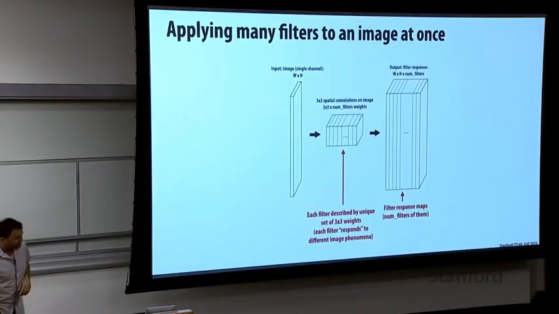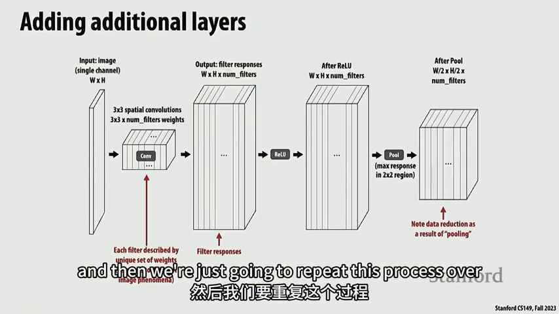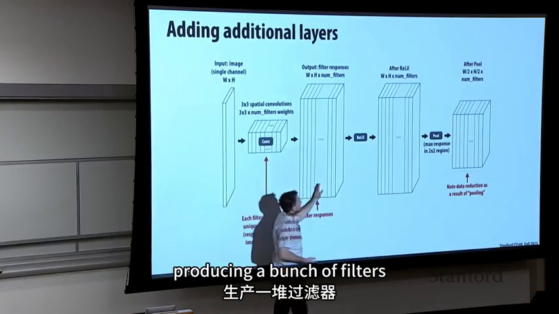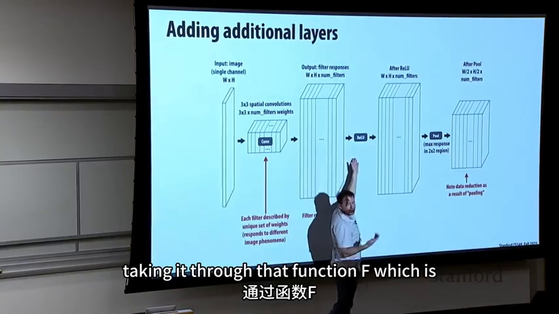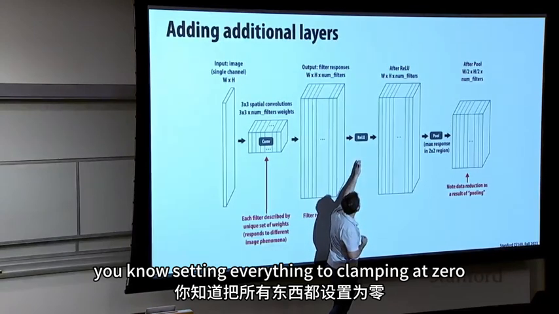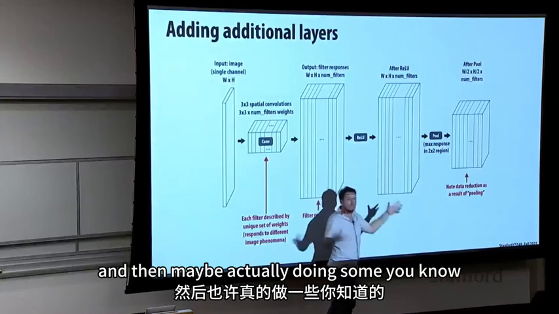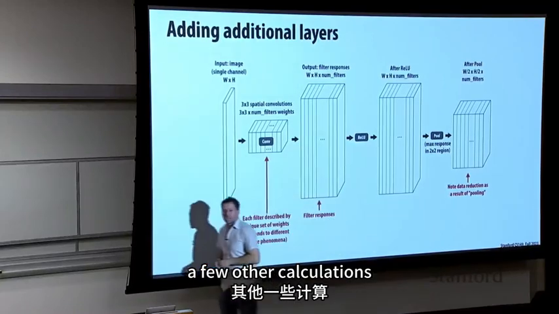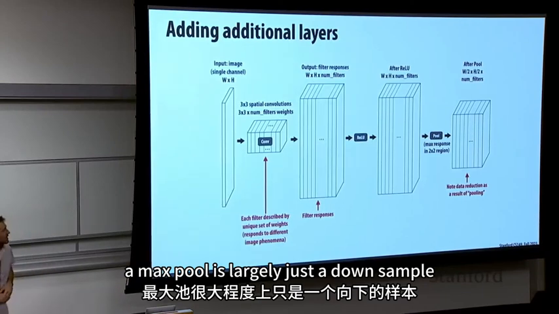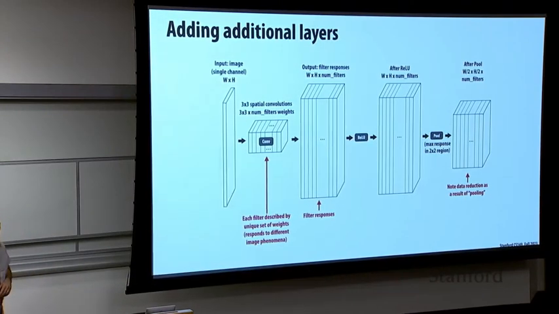Okay. And then we're just going to repeat this process over and over and over, producing a bunch of filters, taking it through that function f, which is clamping everything at 0. And then maybe doing a few other calculations, like in this case, a max pool, which is largely just a downsample, and so on and so on.